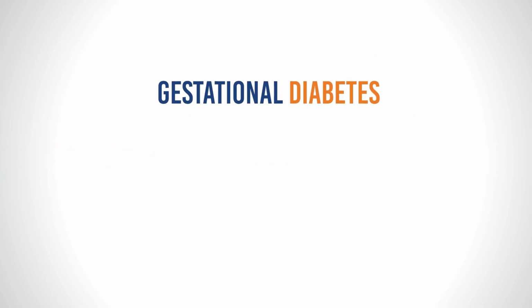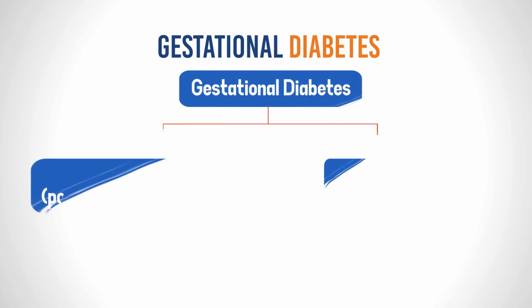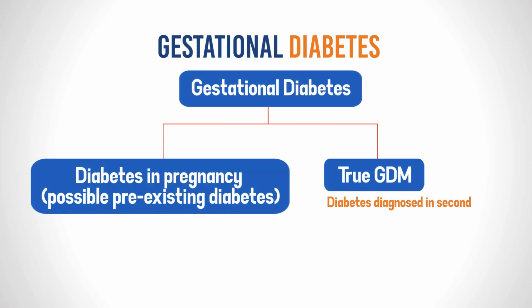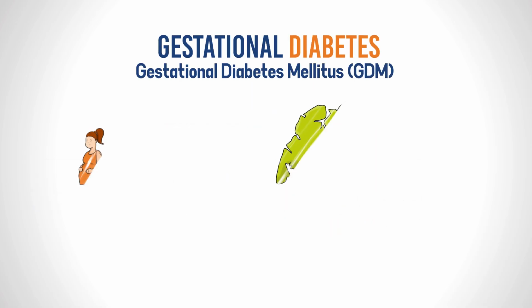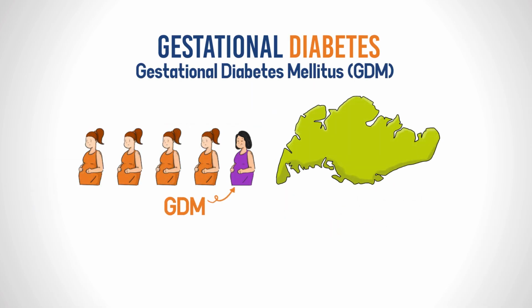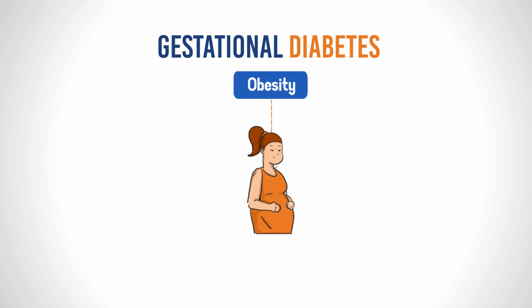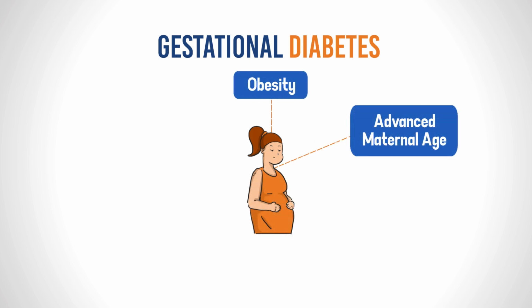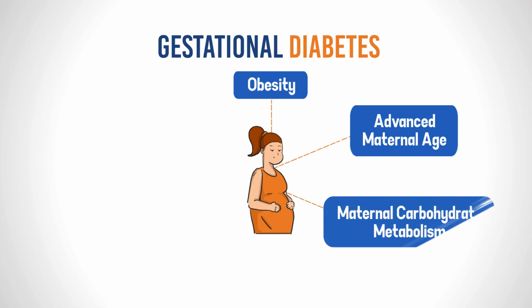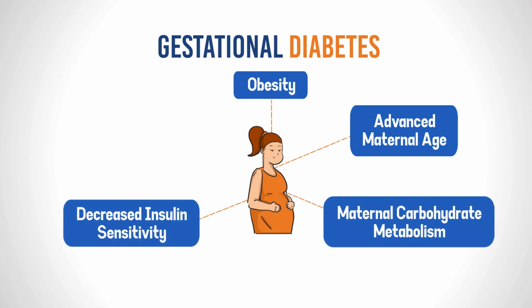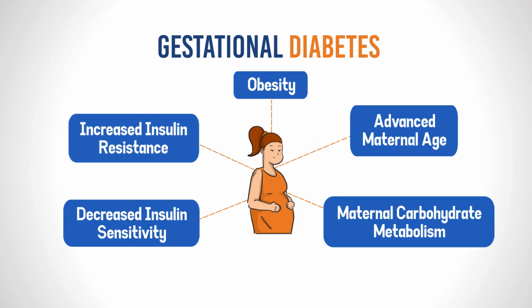Gestational diabetes. Gestational diabetes mellitus, GDM, refers to diabetes diagnosed in the second or third trimester that is clearly not pre-existing. Singapore has one of the highest GDM rates, affecting 1 in 5 pregnancies. Contributing factors include obesity and advanced maternal age, further exacerbated by changes in maternal carbohydrate metabolism, decreased insulin sensitivity, and increased insulin resistance driven by hormones during pregnancy.